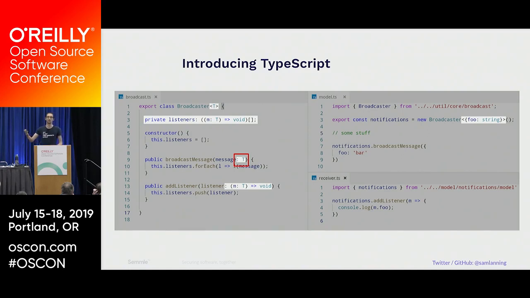The broadcast message function requires that the message be of type T. The add listener function takes a function that accepts a message and doesn't return anything interesting. And then the listeners property is basically a list of those functions. Then the only other thing we have here is that when we use the broadcaster in the notifications code, we specify that we expect types that have a foo property of type string.